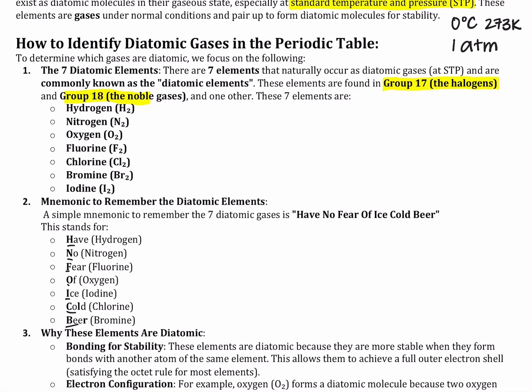A great way for me to remember this is the mnemonic, have no fear of ice cold beer. H means hydrogen, N is nitrogen, F fluorine, O oxygen, I iodine, C chlorine, B bromine.